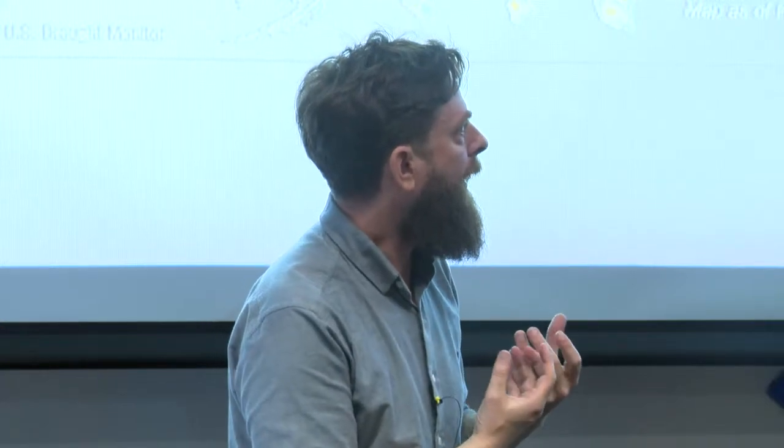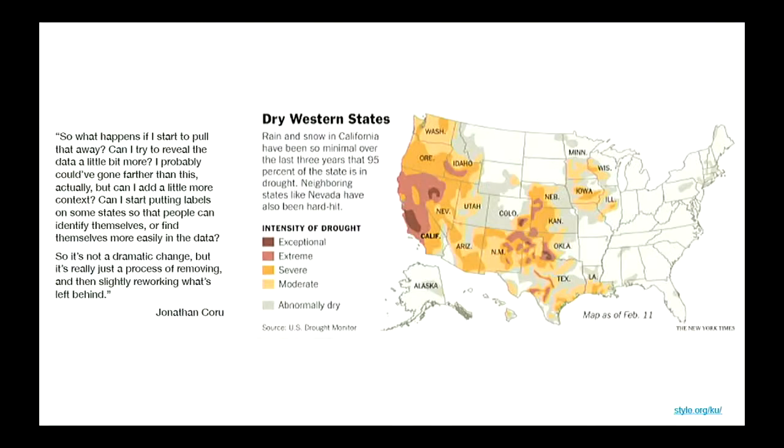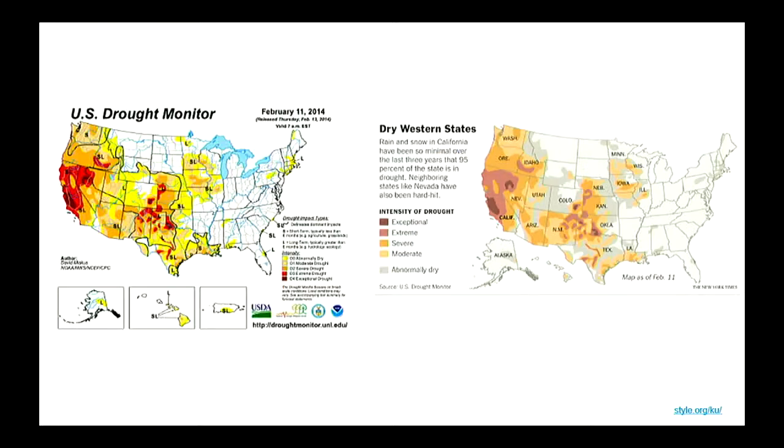what Corum does here is start pulling stuff away and then labeling the states themselves, just so a person can find themselves on the map, and reworking the legend so that it doesn't have the little codes on it. Instead, it's just exceptional, extreme, severe, moderate, abnormally dry, the sort of language that you might use to describe a drought to somebody. It's very close to the language used in the original, but just a little tighter.